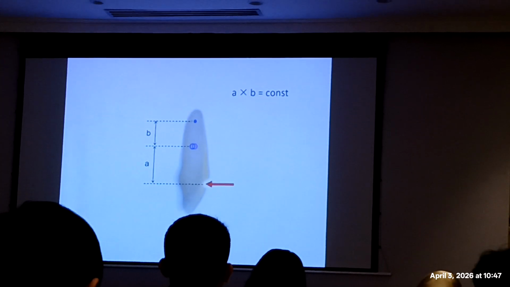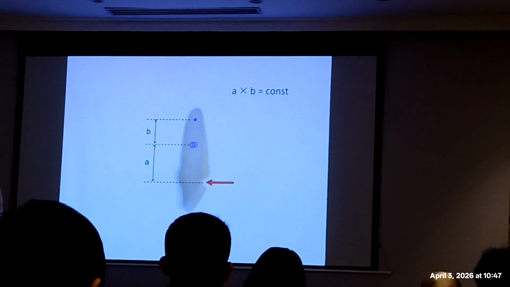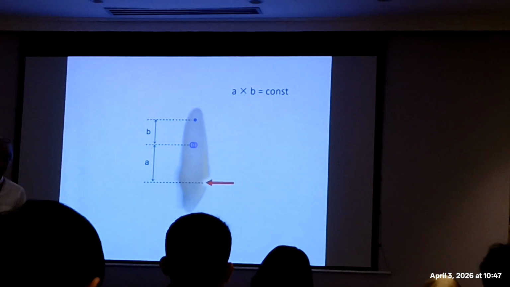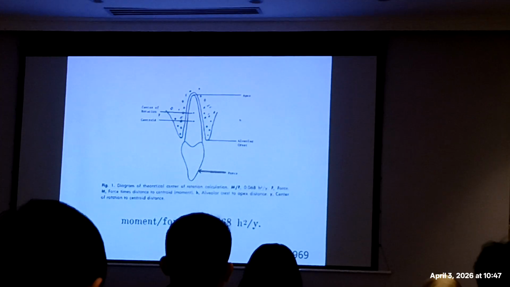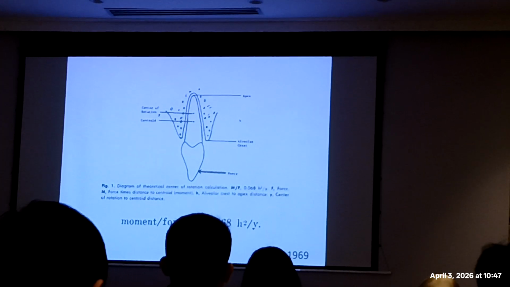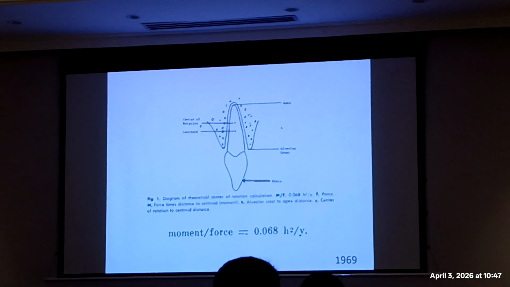Very simple. And very complicated is something like this. The product of A and B, A multiplied by B, is constant. That's the law in orthodontics which Dr. Burstone invented. So that's what this journal says, and this is figure 1 in his journal. It was written back in 1969, quite a long time ago, right? It's very difficult to understand at first glance, so I'll replace it with a contemporary formula.